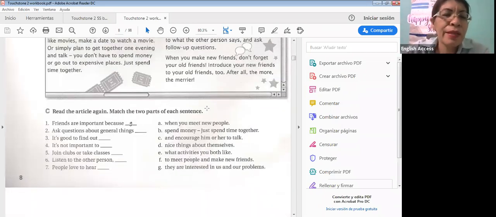It says read the article again and match the 2 parts of each sentence. Number 1, friends are important because, letter G, they are interested in us and our problems. Number 2, Mauricio, can you read it, please?